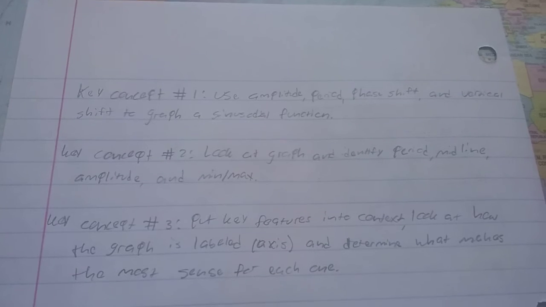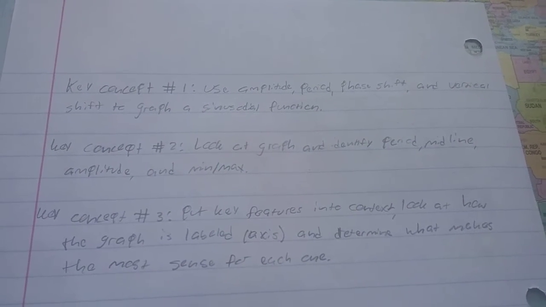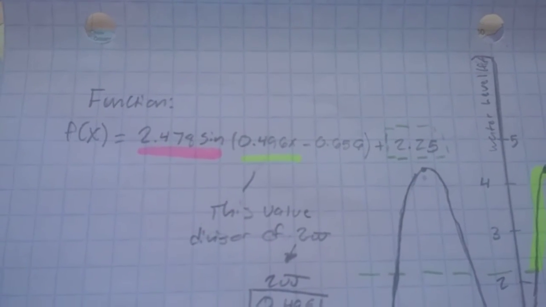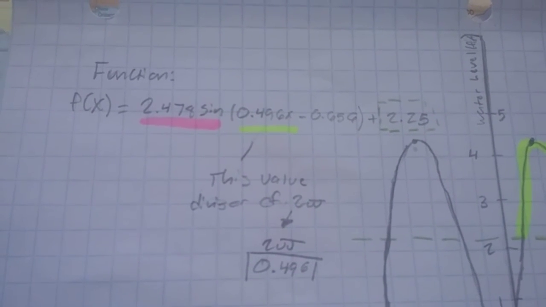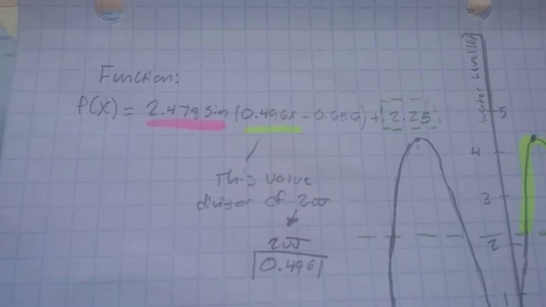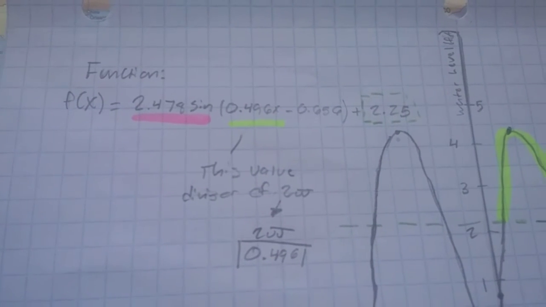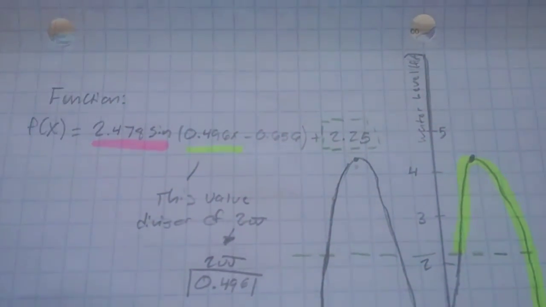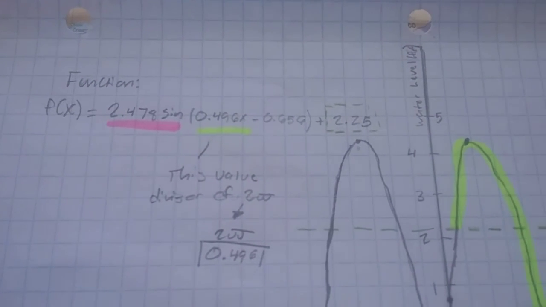So some key points to take away from here. You need to use the amplitude, period, phase shift, and vertical shift to graph a sinusoidal function. Underlined in pink is the amplitude. Underlined in yellow is the period, and that is 2 pi divided by the absolute value of that. So even if it's negative, it's still just the absolute value. And then right here is going to be your phase shift, and boxed in green is going to be your midline. It's also your D value, or vertical shift.